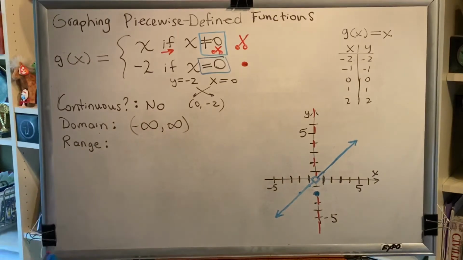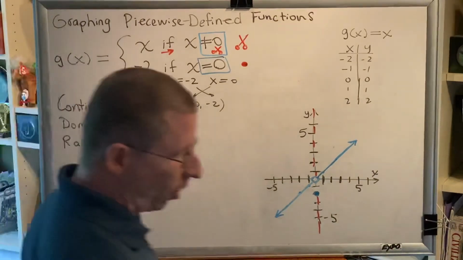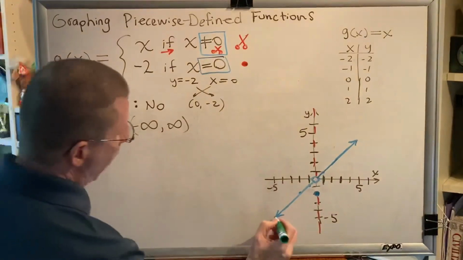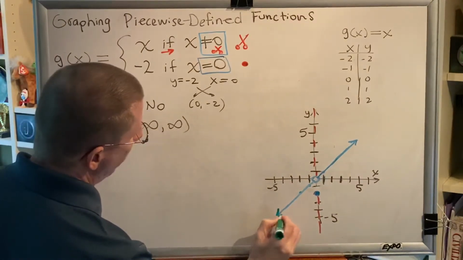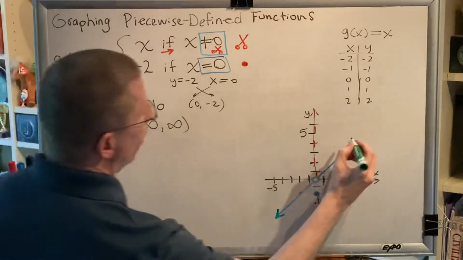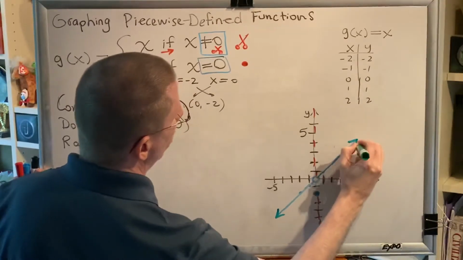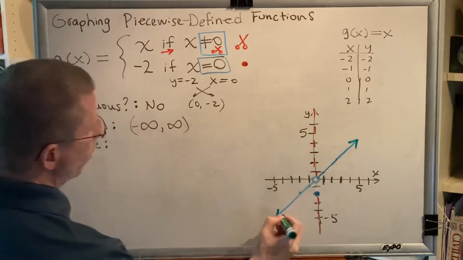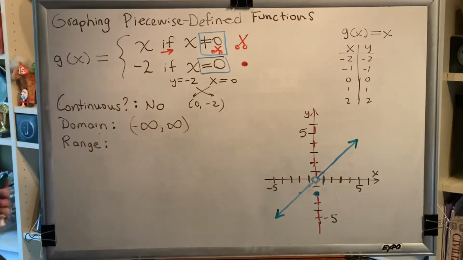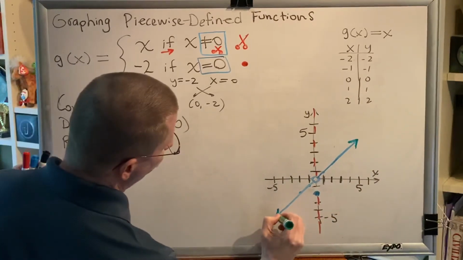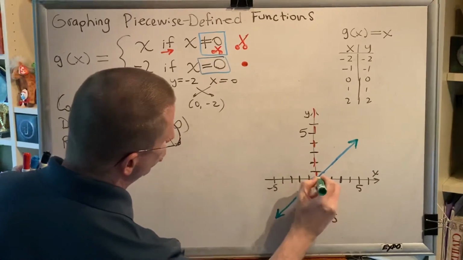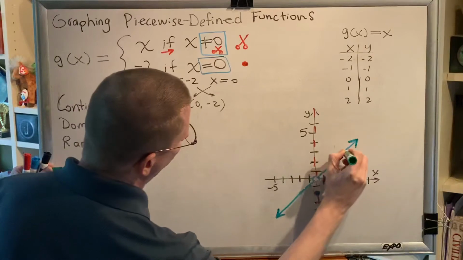And now the range. The range will be done by looking at the graph. We need to find the point that is furthest down. That would be this point right here represented by the arrowhead. Then we need to find the point that is furthest up. That would be the point right here represented by this arrowhead. Can we get from the bottom to the top by moving along our graph without picking up our marker? The answer is no, because we have to go through a hole. The hole means you have to jump over the hole and then keep going.